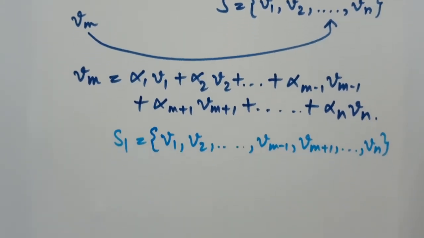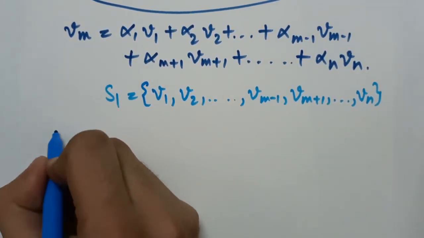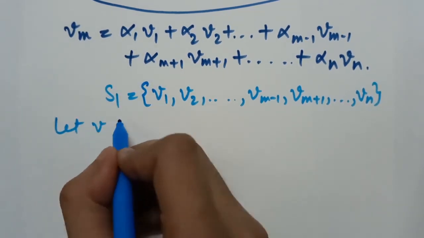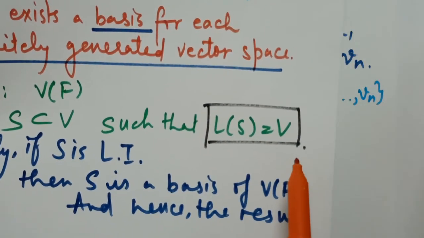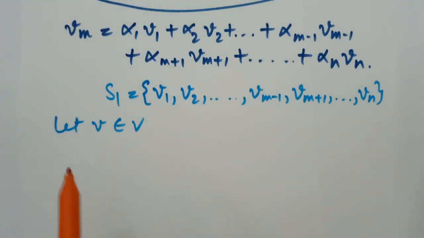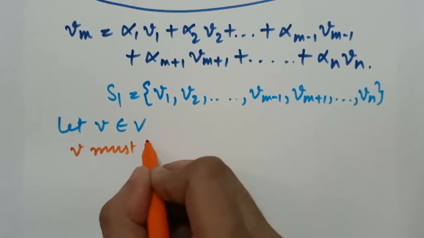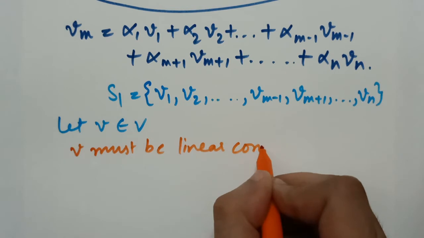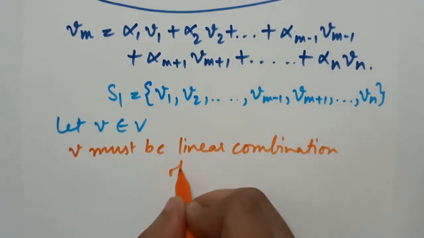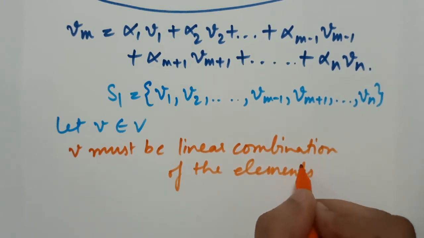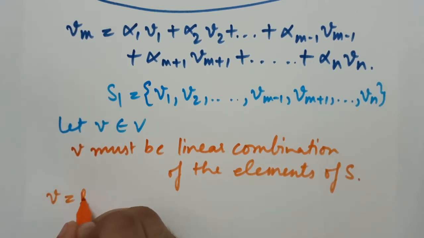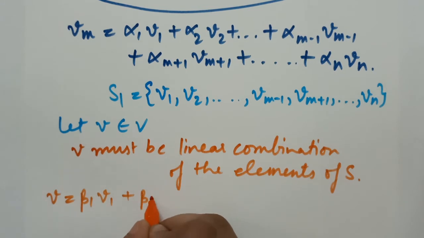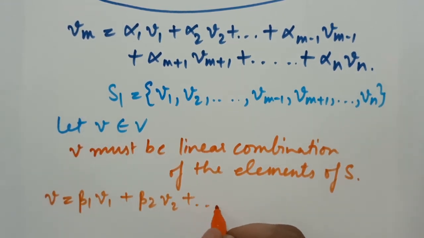Moving forward, now let us take an arbitrary element V belonging to the vector space V. As the linear span of S is equal to V, here the element V belonging to the vector space V must be a linear combination of the elements of S, because S generates V. So since V is a linear combination of the elements of S, let us consider V equal to beta 1 V1 plus beta 2 V2 plus up to beta n Vn.